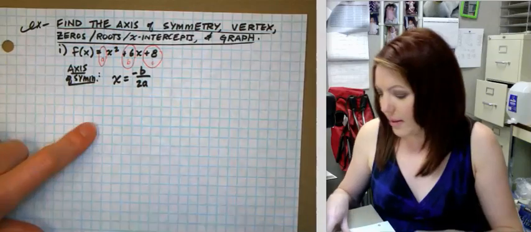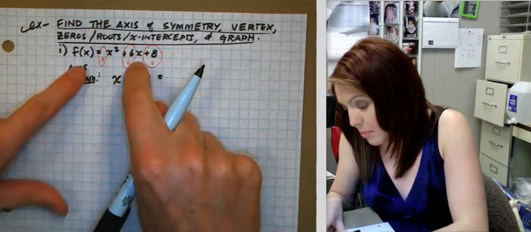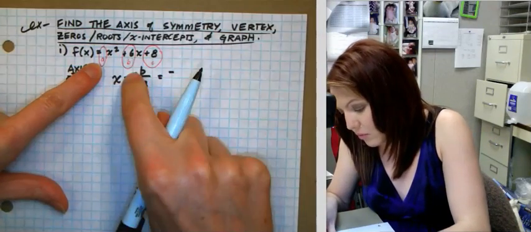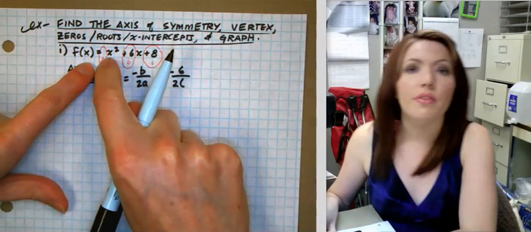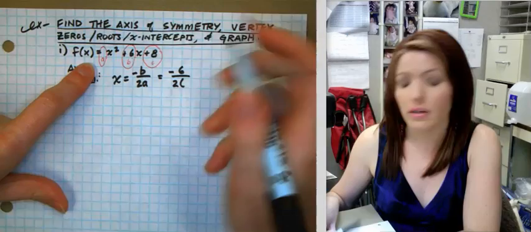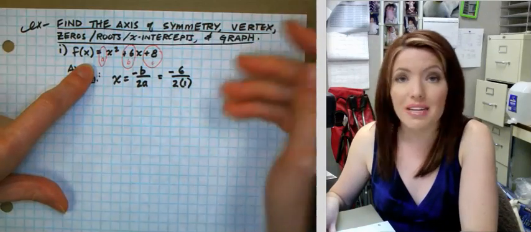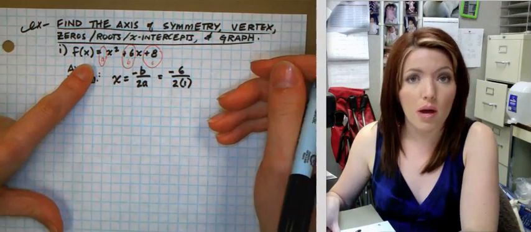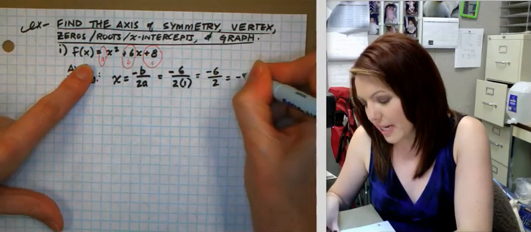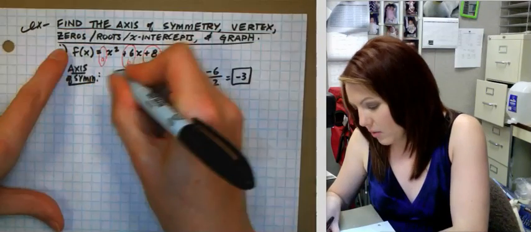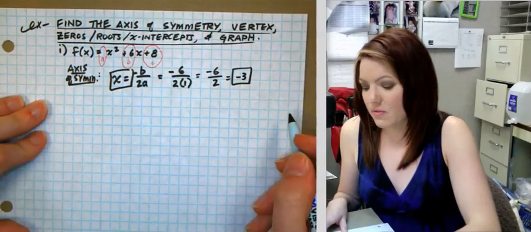So we're actually literally going to plug b and a in here. So we have, don't forget the negative sign, negative 6 over 2 times, remember there's an invisible 1 there. Just because there's nothing there, or it appears that there's nothing there, there's always a 1, an invisible 1. All right, so we end up with negative 6 over 2, which is negative 3. Okay, so that's the axis of symmetry.